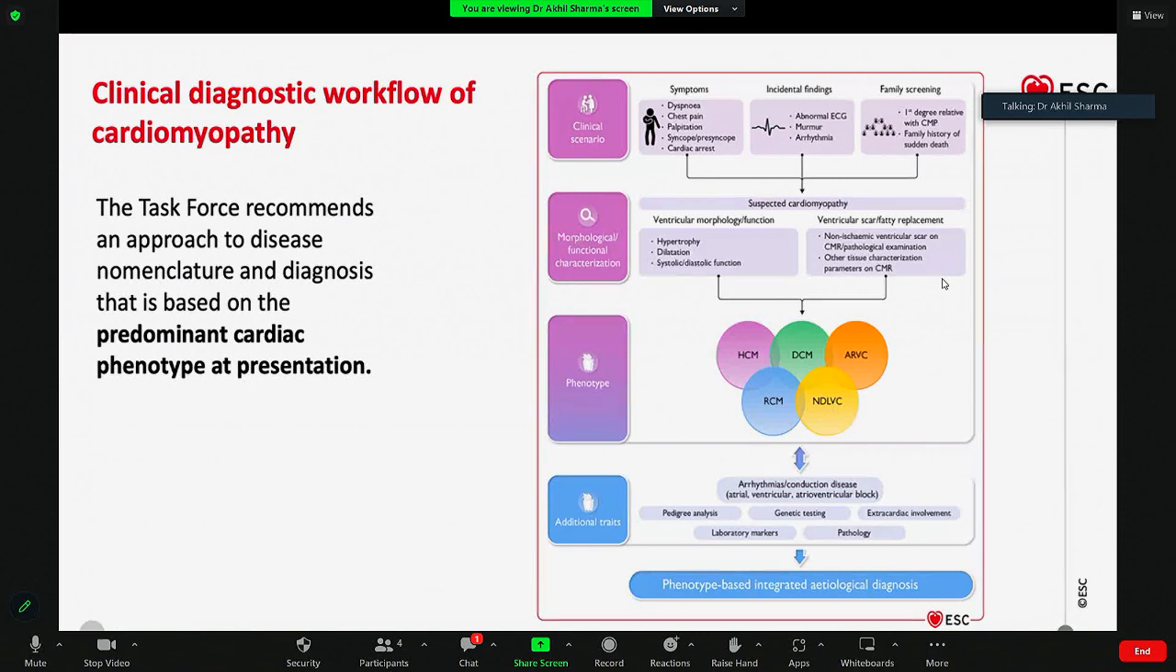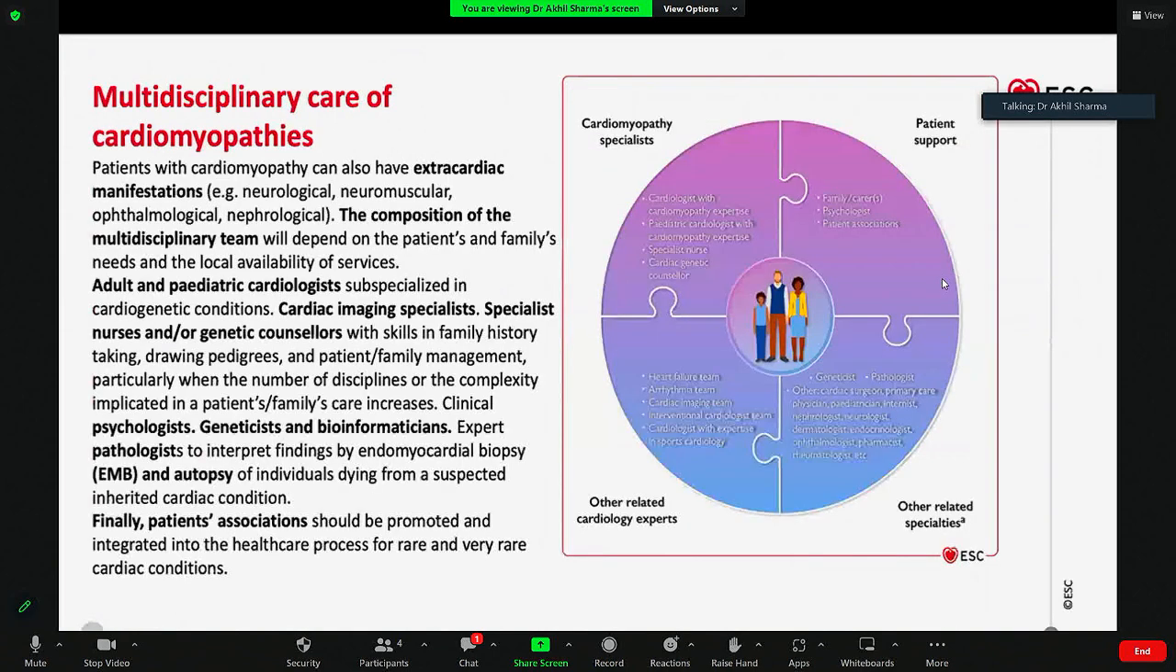After making the phenotypic diagnosis, we should make every attempt to reach the specific etiological diagnosis with the help of pedigree analysis, genetic testing, extracardiac manifestations, laboratory manifestations, or pathological investigation, so we can give the specific treatment to our patient.